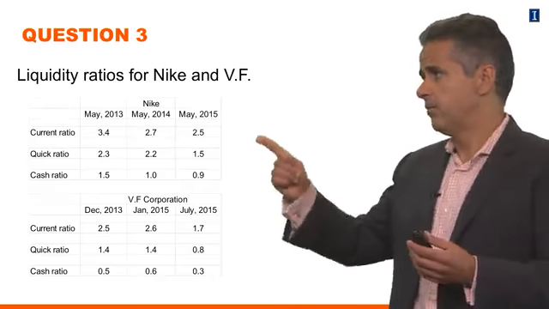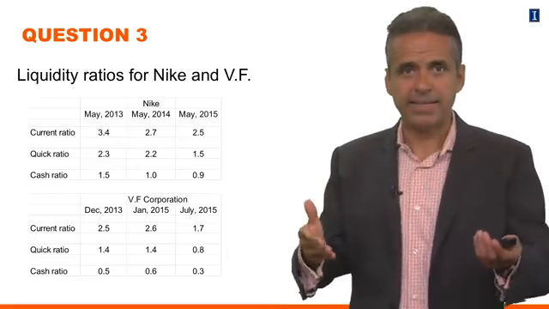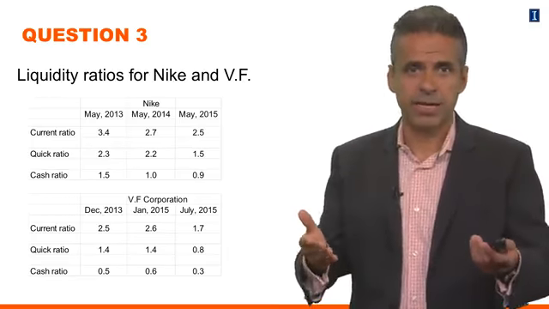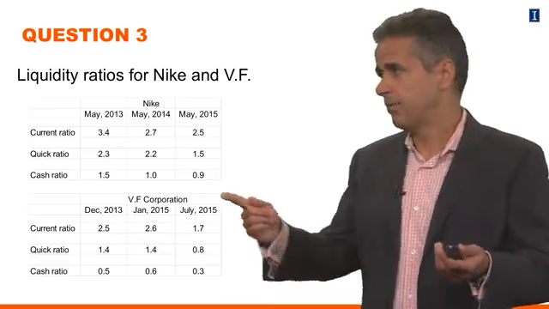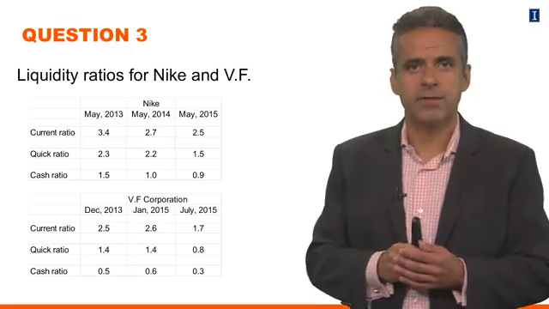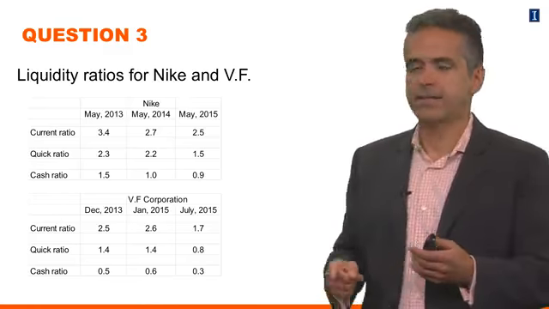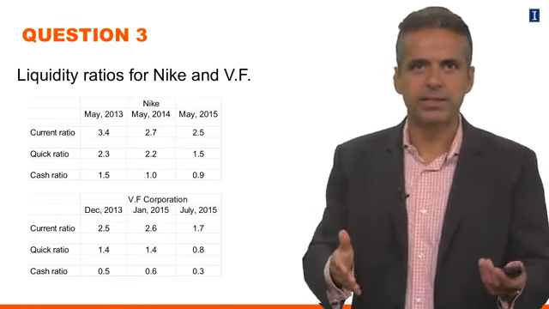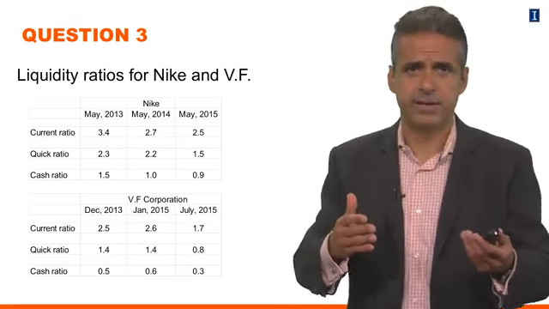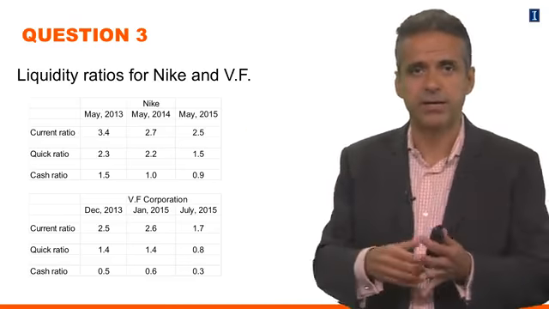answers are different. If you look at these ratios here, it's clear that both companies seem to have adequate liquidity, as we talked about in the lecture notes, right? For example, a quick ratio above 1 or close to 1 indicates that the company has sufficient liquidity. Nike has greater liquidity than VF Corporation, right? So Nike's liquidity ratios are a little bit higher.